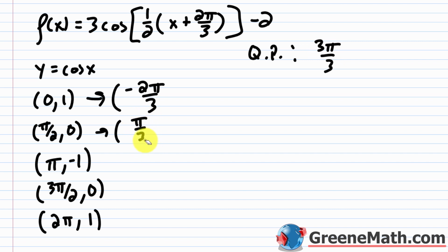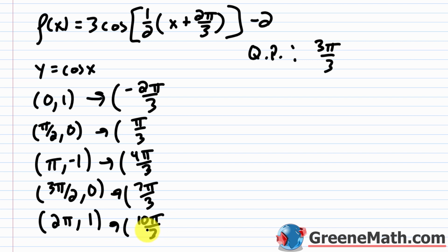And then you're just going to keep adding quarter periods. So pi over 3 plus 3 pi over 3, that is 4 pi over 3. And then 4 pi over 3 plus 3 pi over 3, that is 7 pi over 3. And then this one right here, 7 pi over 3 plus 3 pi over 3, that is 10 pi over 3. Okay, so we have the x values that we need now, and we just want to get the y values.